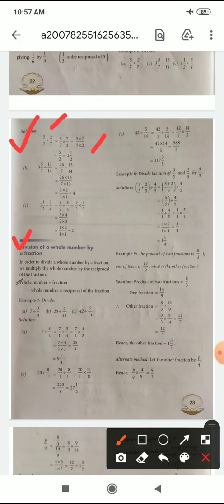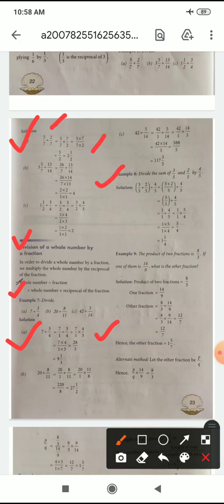In order to divide a whole number by a fraction, we multiply the whole number by the reciprocal of the fraction. Formula: whole number divided by fraction equals whole number multiplied by the reciprocal of the fraction. For example, 7 divided by 3 by 4. The reciprocal of 3 by 4 is, children, 4 by 3. Okay, we write here. Then you multiply.